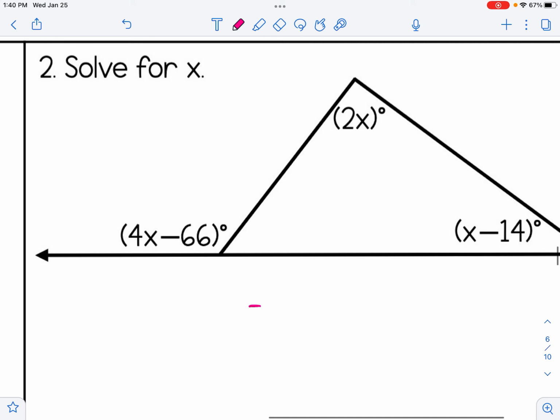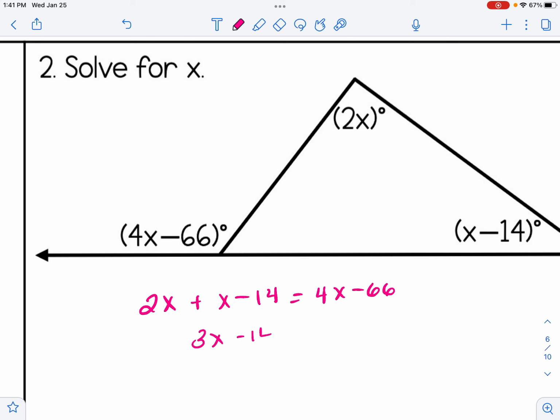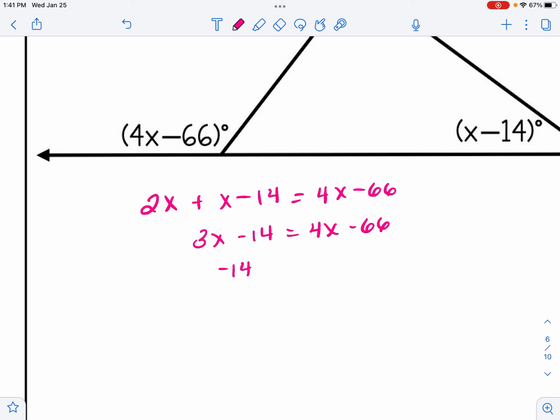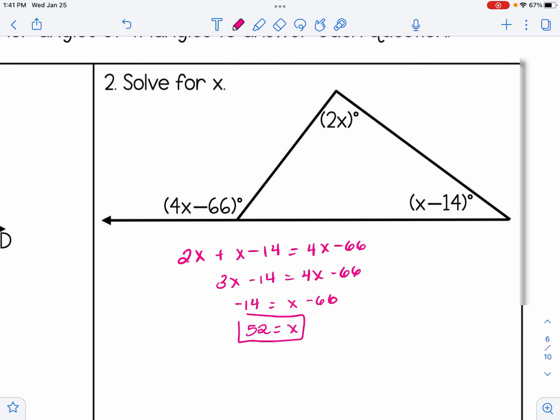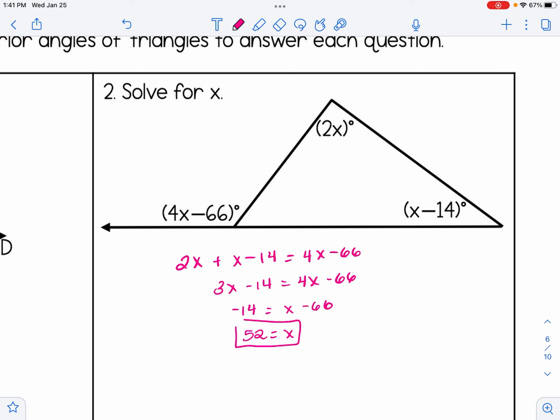On number 2, I have a similar idea. However, I know that I'm going to have to write an algebraic equation for this. So 2x plus x minus 14 equals 4x minus 66. Let's combine like terms. And let's get the variables on one side and the numbers on the other. When I'm done solving, I got that x is equal to 52. So again, just a reminder to set up the equation, you're going to add the two non-adjacent interior angles and set them equal to the exterior angle.